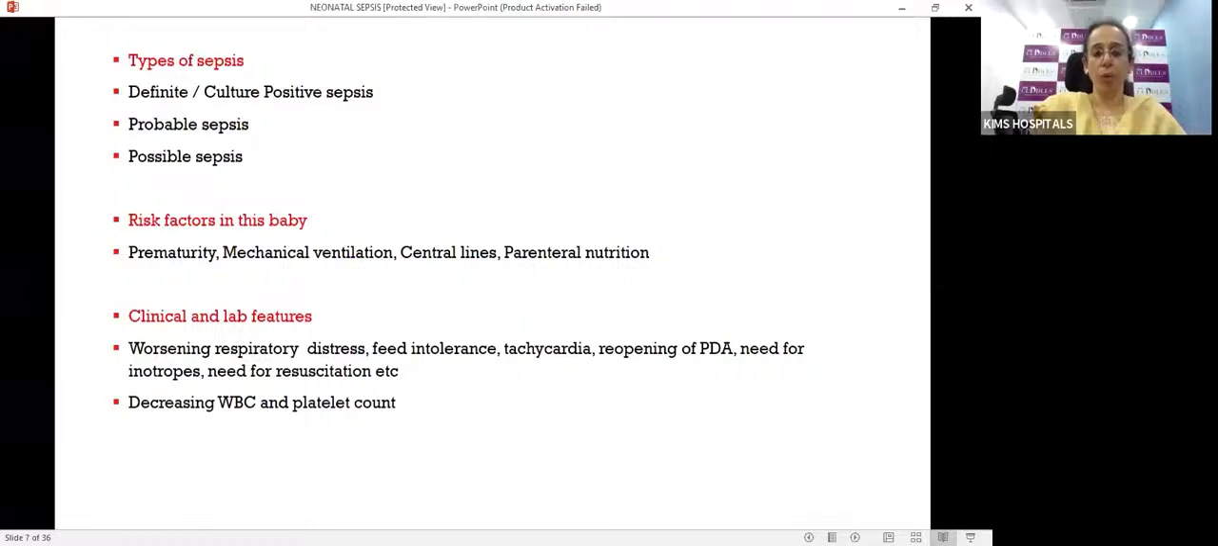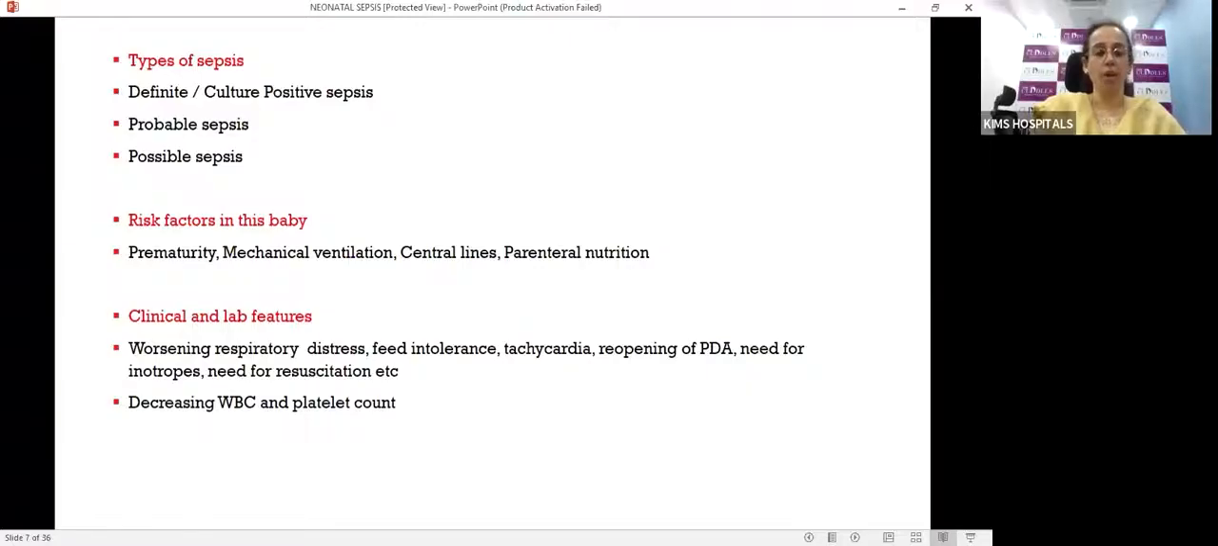The second one is probable sepsis, where the biomarkers of the baby become positive, but the blood culture remains negative in a baby with a background of the signs of neonatal sepsis. Possible sepsis is where both the lab parameters and the blood culture are negative, but the baby is having some signs which are attributed to neonatal sepsis.